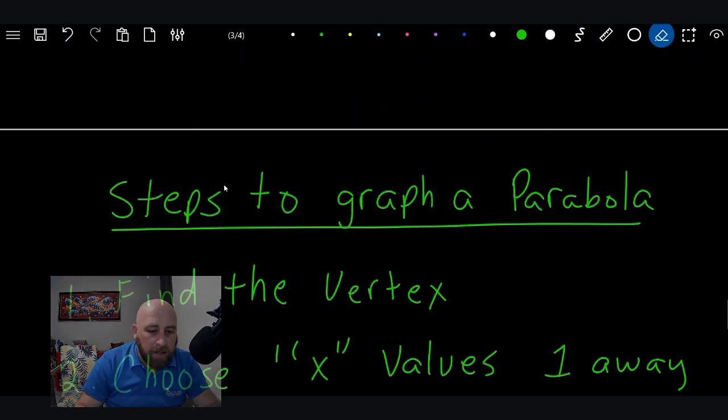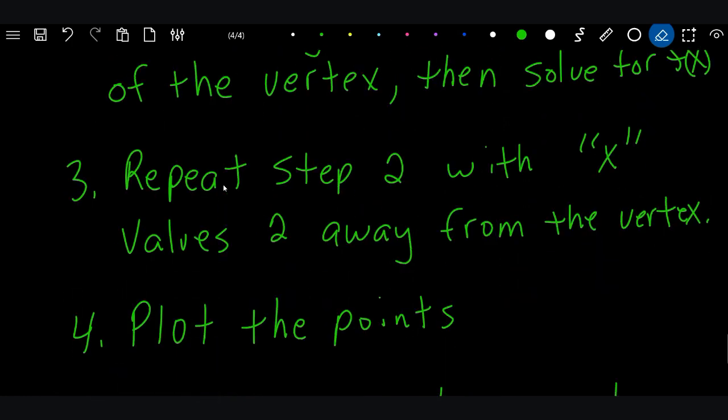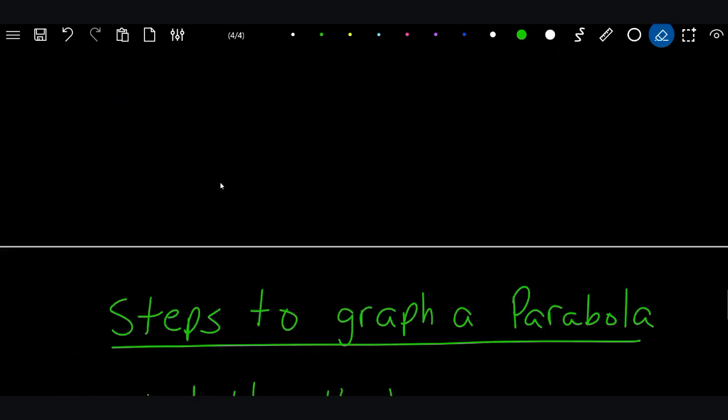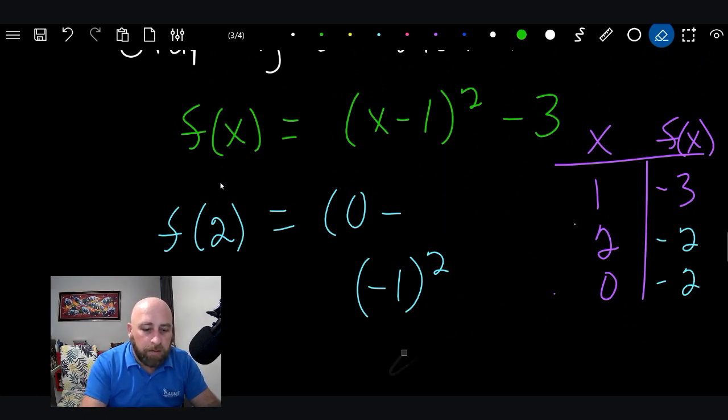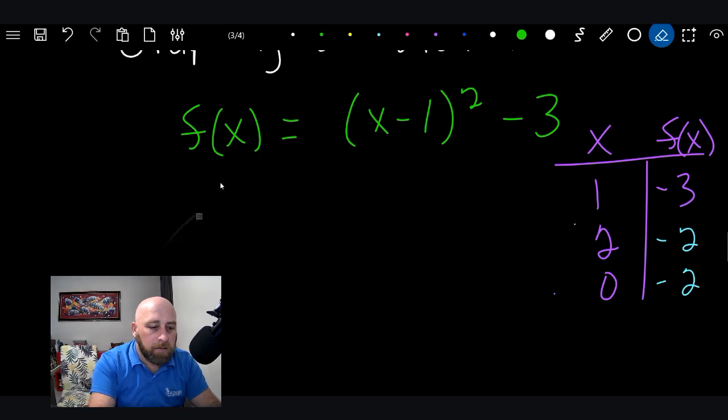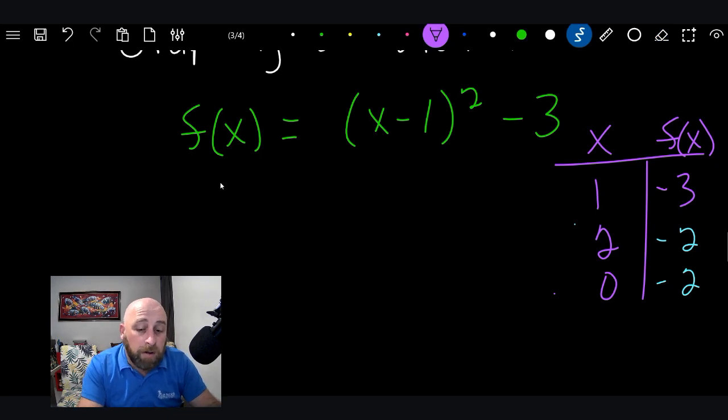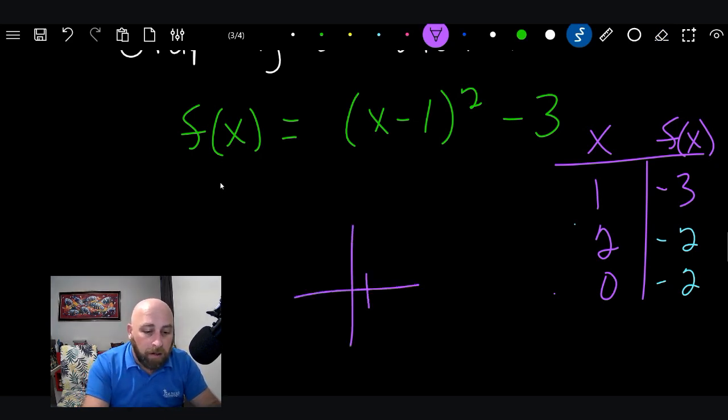Well, let's go down and look at the steps here. Repeat step number 2 with x values 2 away from the vertex. Okay, so now we're going to come over here and we're going to go 2 away from the vertex. So let's start it again. And now let's do 2 more x values, 2 away from the vertex. So again, our vertex is right here at 1, and these are x values. So we went 1 away, that's the 2. So now we're going to go 2 away. So what is that? 1, 2, 3. So we're going to be at 3, and let's go the other way on that.